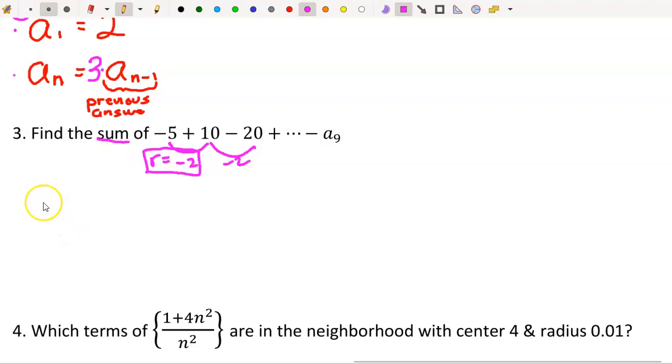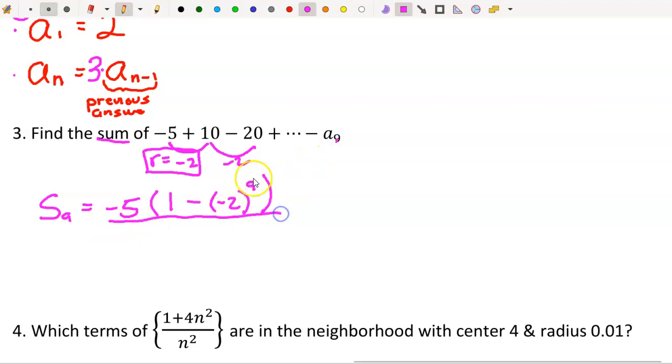So my equation is going to be, right? And I can actually put 9 because I actually know it's the 9th term. My sum is going to equal, right, my first term, which is -5, over 1 minus our ratio, which is -2. So we'll put that in parentheses. And we know it's 9 terms, so it's going to be to the 9th power.